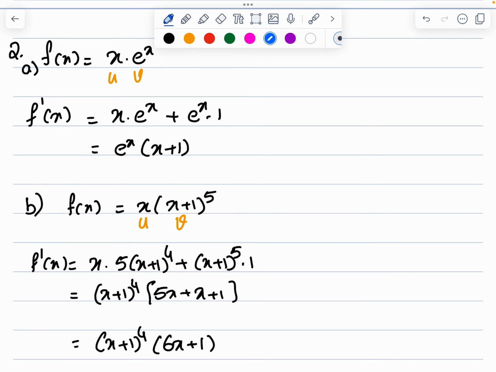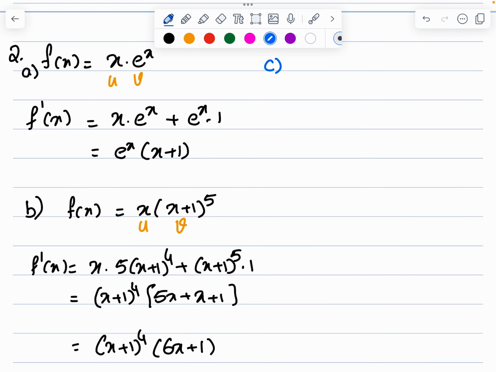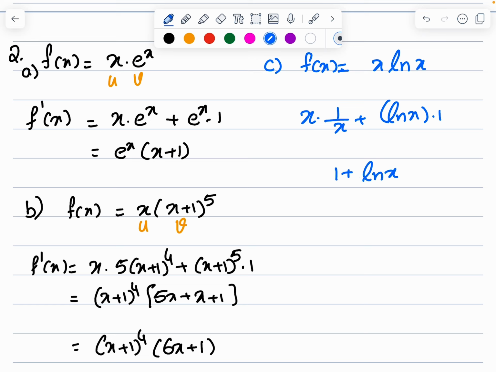Come to part C. x ln x, f of x equals x ln x. Next time onwards, I'm not going to write it as f of x so that it can save time and we can solve more number of questions in a shorter video. So x as it is, ln x derivative is 1 upon x. Next time ln x as it is and x derivative is 1. So the answer is going to be 1 plus ln x.